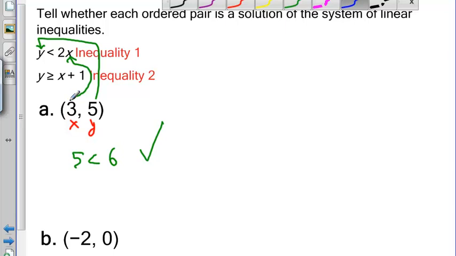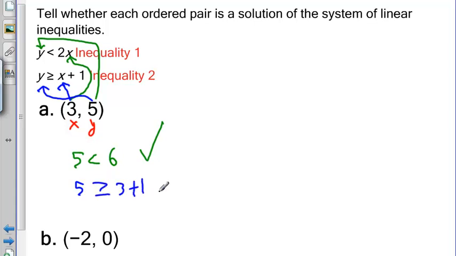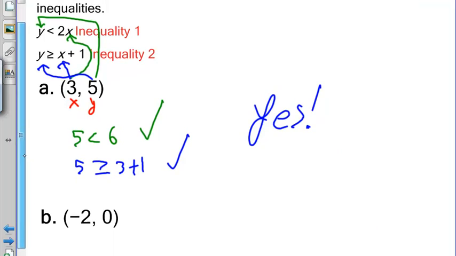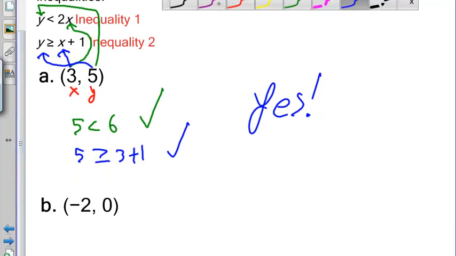Now we'll go with a different color, and we'll do the same thing. We'll plug into inequality 2 and see if it's another yes. So that would be 5 is greater than or equal to 3 plus 1. 5 is greater than or equal to 4. So this is a yes. It worked both times. It's got to work both times. When we look to our next point, we've got to see if it works both times, one time, or never. So that's what we're looking for.